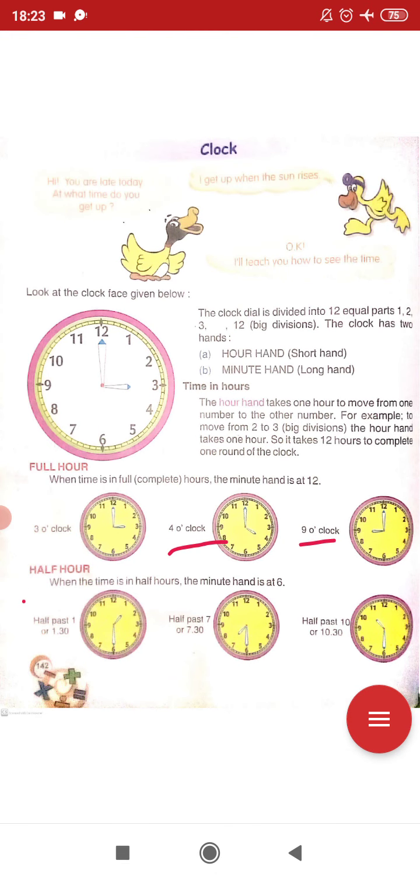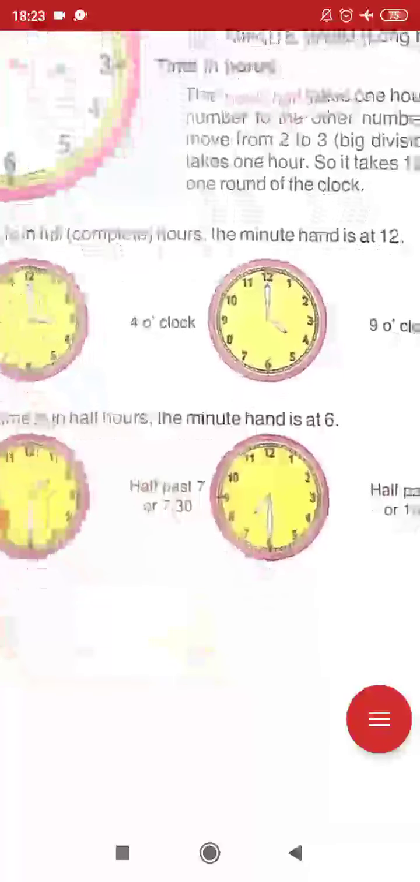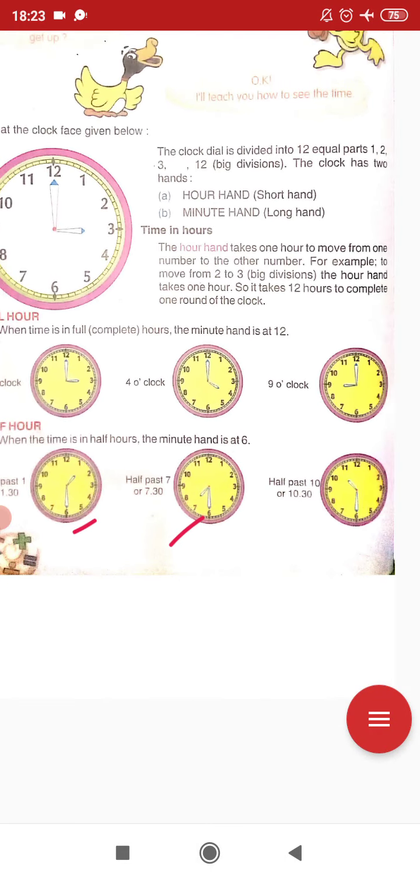Now, half hour, half an hour. When the time is in the half hours, the minute hand is at 6. So the number of minutes is 6 into 5, 30. You can see in all these three clocks, the hour hand points at different divisions, but the location of minute hand is same. Minute hand points at 6, so that means half an hour. So how to calculate, how to read time?